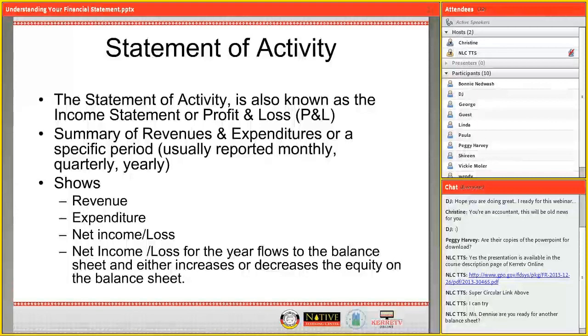Net income or loss for the year flows onto the balance sheet and either increases or decreases the equity on the balance sheet, which we had just talked about. Okay. What's not clear? Because y'all are too quiet and it's making me nervous. So tell me what I need to explain further.